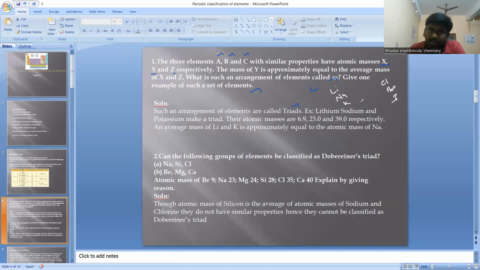Okay, this is the way you have to answer this question. Now we'll see one more question from here. So can the following group of elements be classified as a Dobereiner triad?